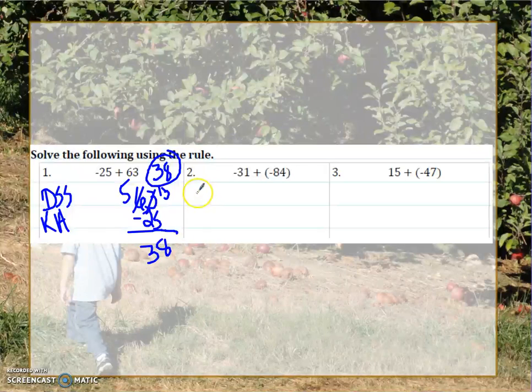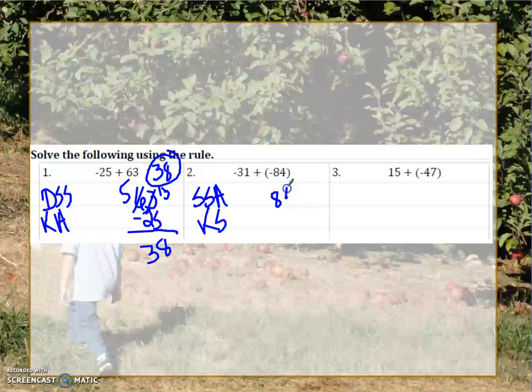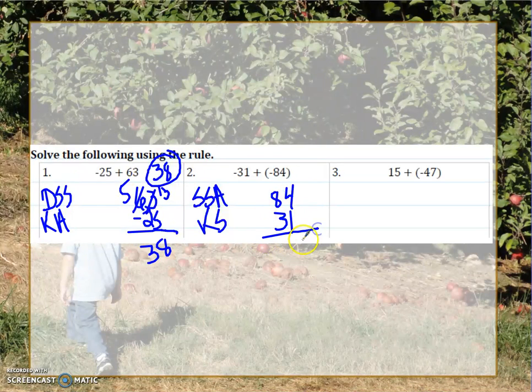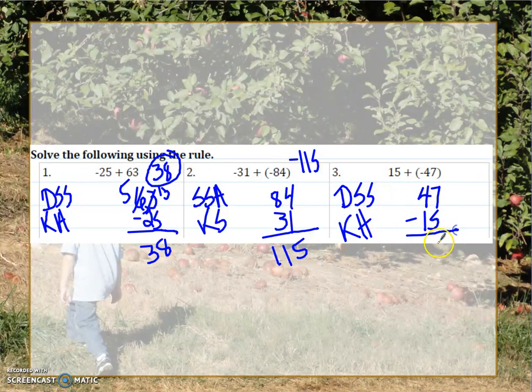This is going to be same signs add. Keep the sign. So we're going to do 84 plus 31. We get negative 115. This is going to be different signs subtract. Keep the higher absolute value. So 47 minus 15. This one has the higher absolute value, so it's going to be negative 32.